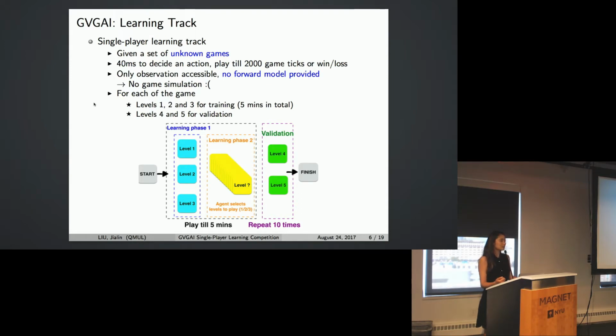After this learning, the agent will play levels 4 and 5 sequentially, and this will be repeated 10 times. The results during validation will be used to calculate the ranking of agents. When a game is finished, the agent can play another game. It's notable that an agent will be reinitialized for every game, not for every level.